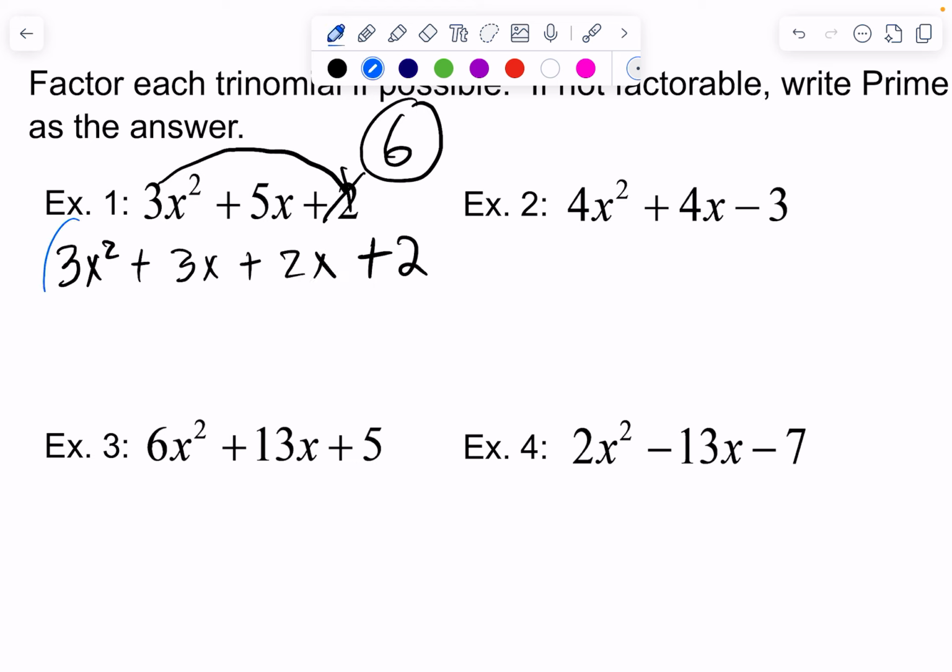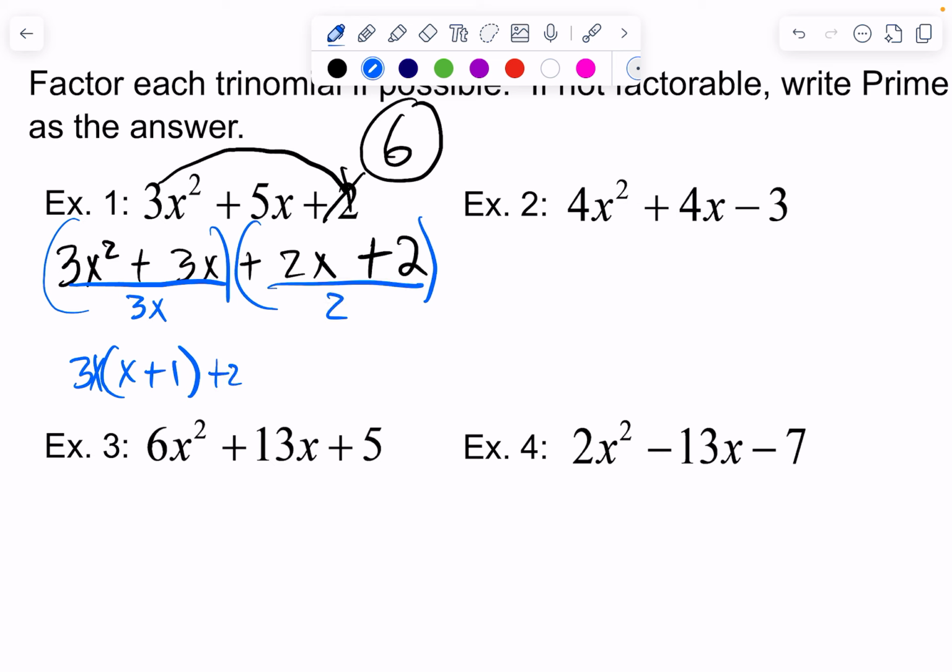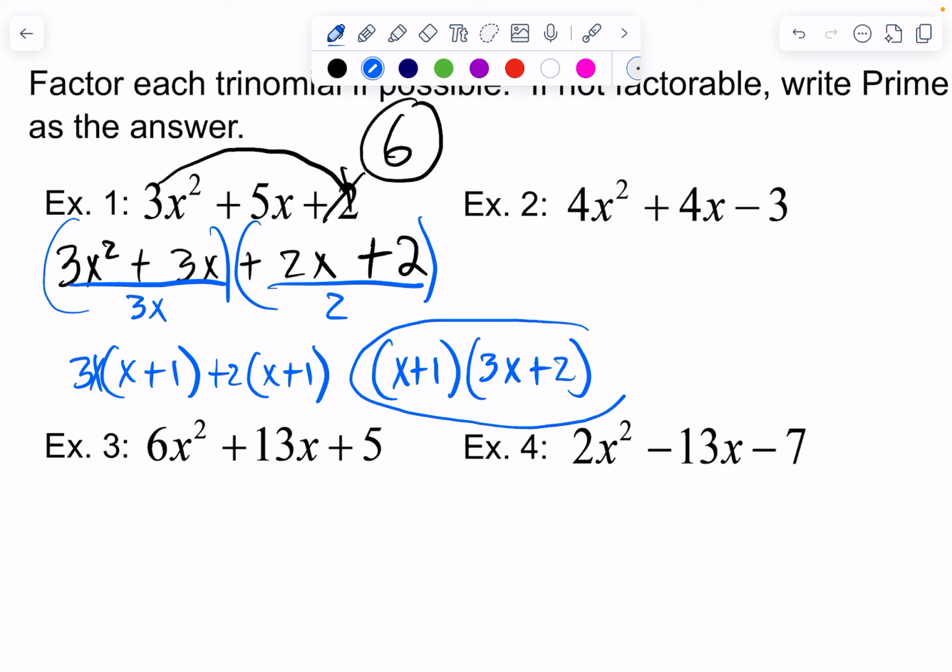Then I'm going to go ahead and group. So I can factor out of here a 3x, leaving me with x plus 1. And from here I can factor out a 2, leaving me with an x plus 1. So I can factor out the x plus 1, and I'm left with 3x plus 2. Either way you want to do it is up to you. Decide which one you really love and master it.